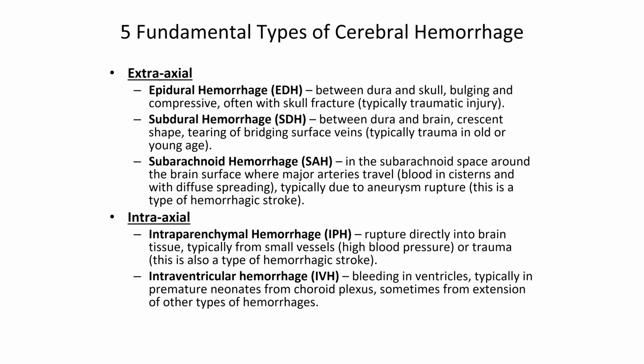Now we have intraaxial bleeding. So extraaxial is referring to the fact that the blood is coming from outside the central nervous system. Intraaxial, it's actually coming from inside the central nervous system. So intraparenchymal hemorrhage, sometimes called intracerebral hemorrhage generically.